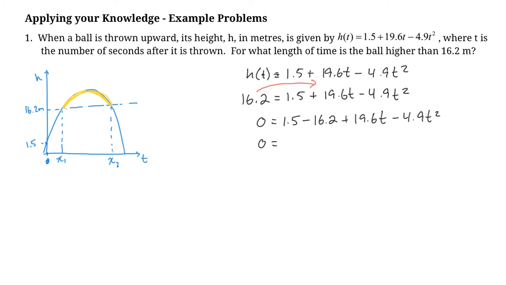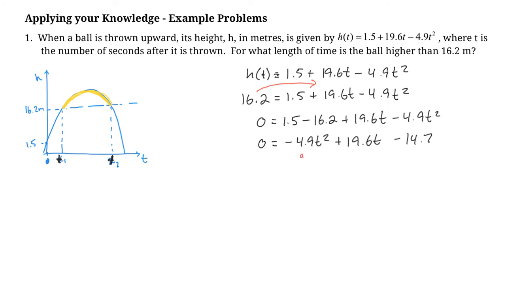So in standard form, you would get negative 4.9t squared plus 19.6t minus 14.7. So this doesn't look like an equation that would be easy to factor, but we don't always have to factor. We have a special formula called the quadratic formula that will help us find our values of t. And actually on this diagram I should have written t instead of x because these represent time. So we're looking for our t values. And we can use our quadratic formula.